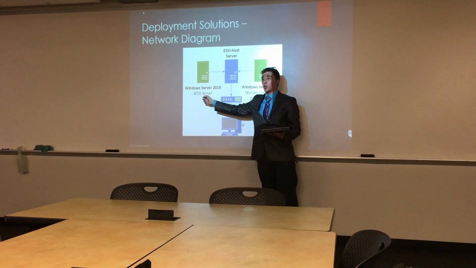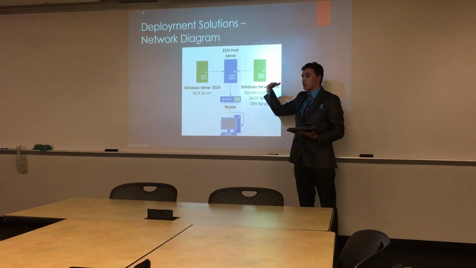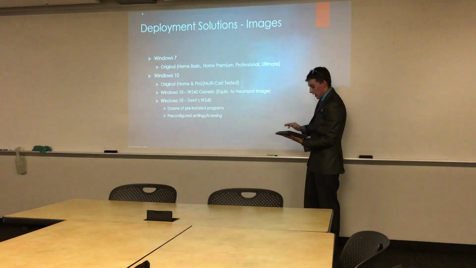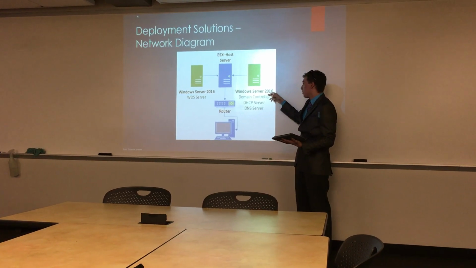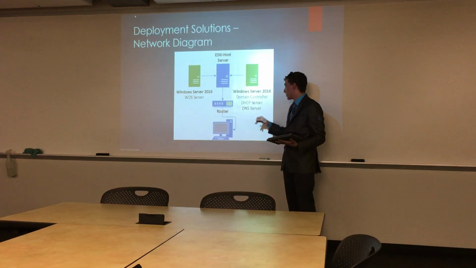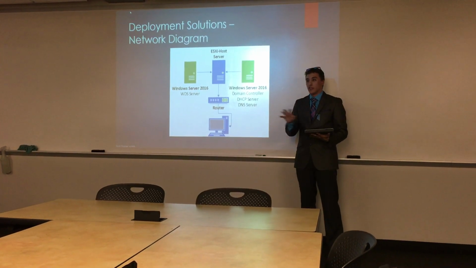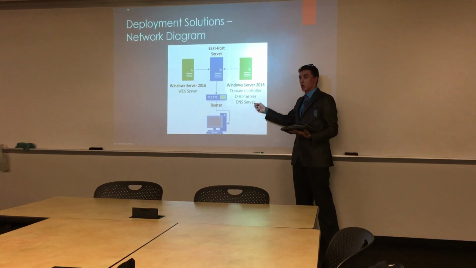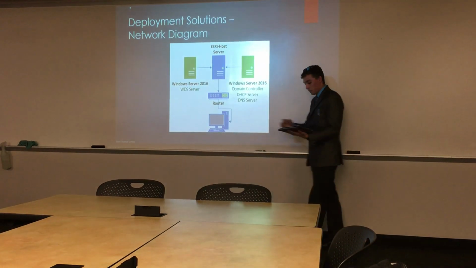WDS server is a Windows deployment server. This is a server that holds the images and actually allows you to install Windows over the network. And the other virtualized server holds the domain controller, the DHCP server, and the DNS server. Now, a lot of you guys may not know what that is. The short of it is, this is required to even make this work at all. So this is basically a prerequisite.